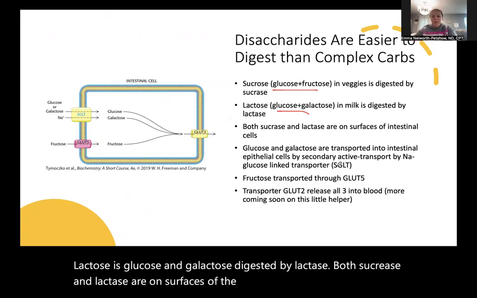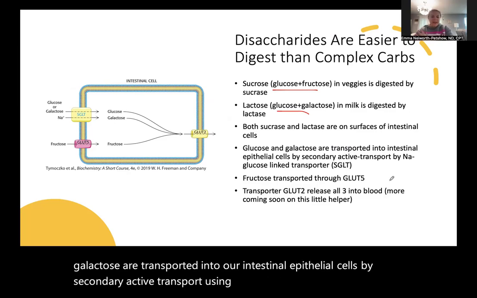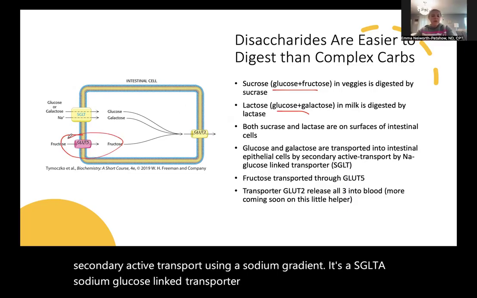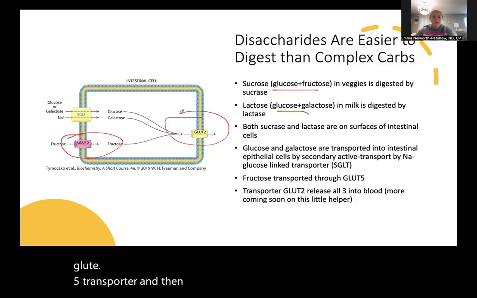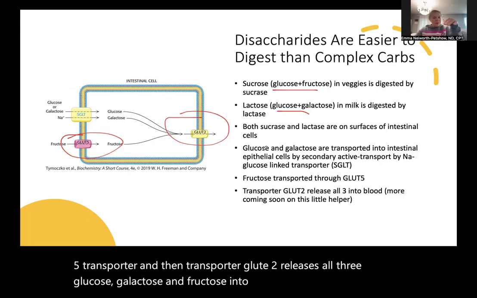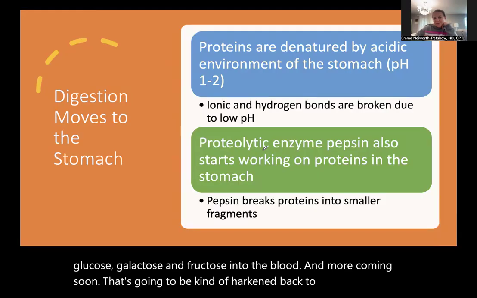Glucose and galactose are transported into our intestinal epithelial cells by secondary active transport using a sodium gradient. It's an SGLT, a sodium-glucose linked transporter, and fructose moves through our GLUT5 transporter. Then transporter GLUT2 releases all three, glucose, galactose, and fructose, into the blood. And more coming soon, that's going to harken back to our biochemistry knowledge.